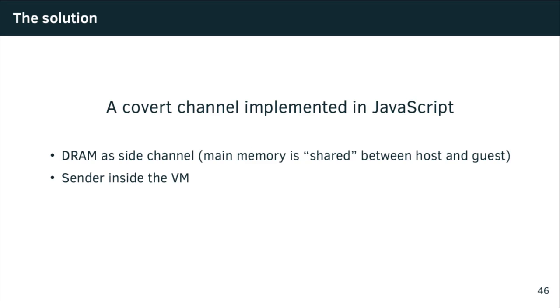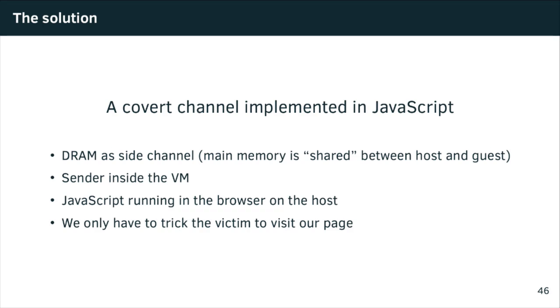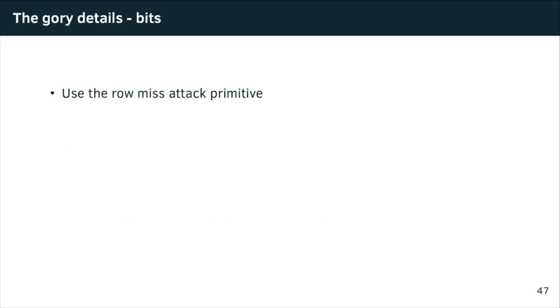So we have a side channel here, we know the timing differences, and we have this JavaScript running on the host system inside the browser. The only thing we have to do is get the victim to visit our page with this JavaScript. We have also seen that in a demo at the beginning with this Firefox running with the JavaScript on the page, and it was the receiver for the information.